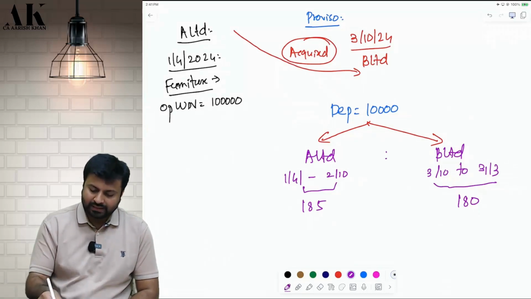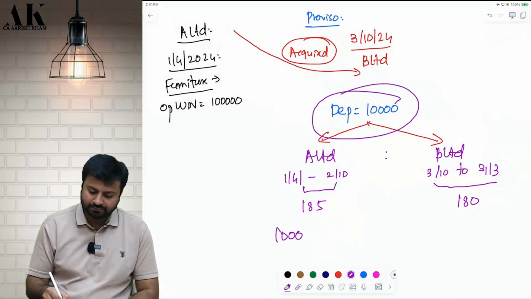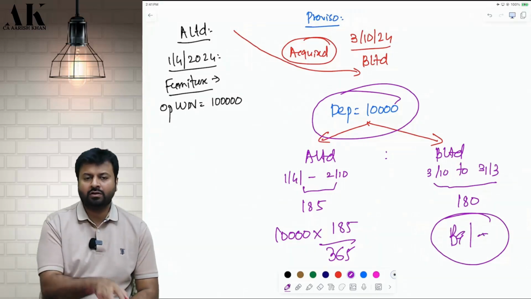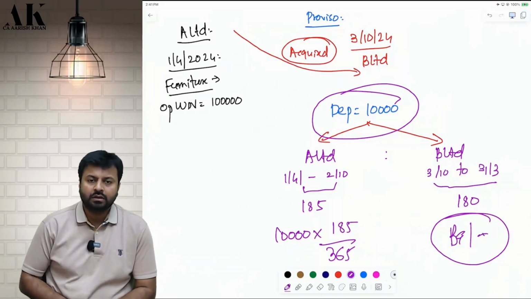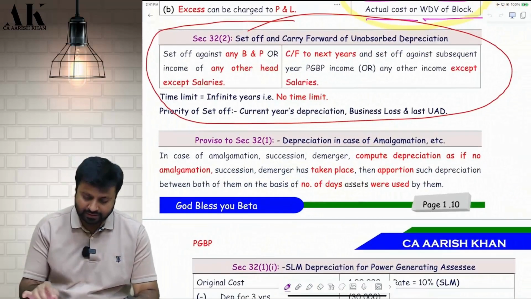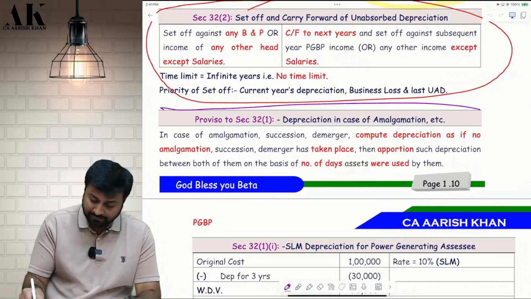So this entity will get 10,000 into 185 divided by 365, and this entity will get the balancing amount. Is it clear, all of you? Please tell me. So this is how you are going to compute depreciation in case of amalgamation, demerger and succession. Read it, please. This is the paragraph. Read.